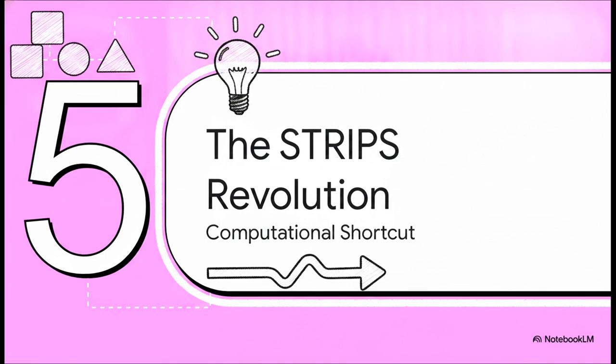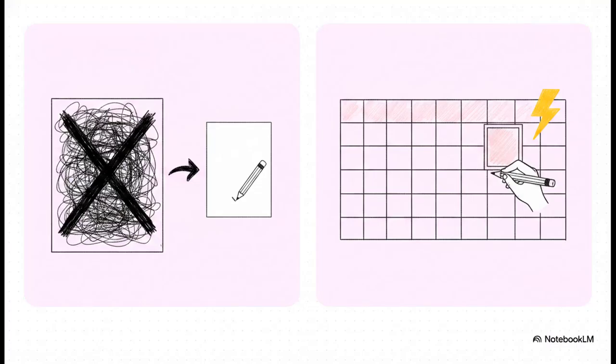That stands for the Stanford Research Institute Problem Solver. Developed back in the early 1970s by Richard Fikes and Nils Nilsson, STRIPS totally fixed the clunky inefficiencies of goal stack and honestly changed AI history forever.